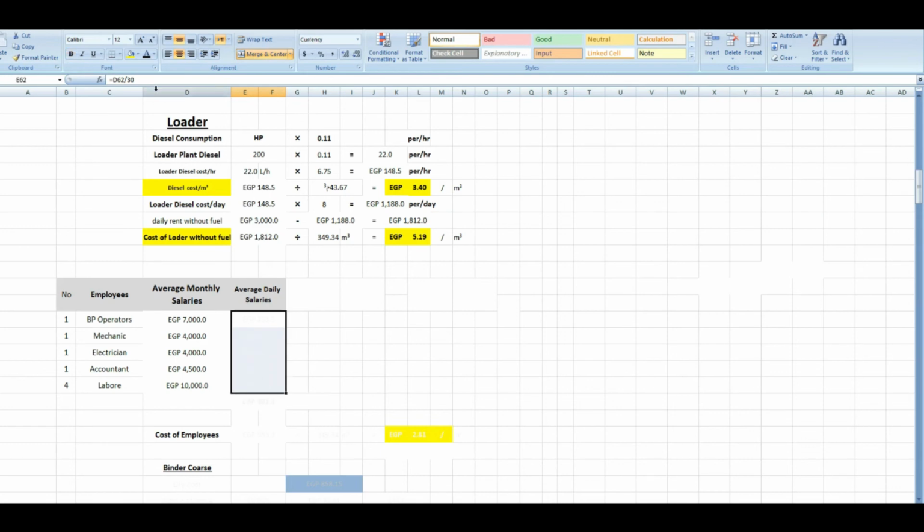If we divide each salary by 30 days, it gives the salary of each one of these employees per day. This is equal to 7,000 over 30 days, and so on. The total salary per day, we are going to use sigma here, is 983 daily.